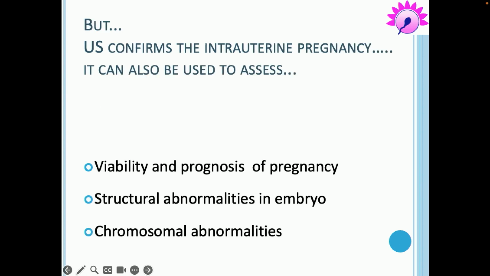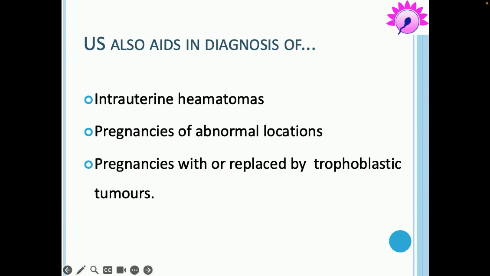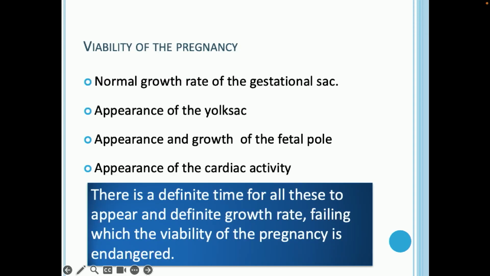But apart from the viability and the structural abnormalities, it is ultrasound which also helps you to find out if there are any intrauterine hematomas, if there are any abnormal locations of the pregnancy inside or outside the uterus, and also if there are any trophoblastic tumors. Starting with the viability of the pregnancy: normal growth rate of the gestational sac, appearance of the yolk sac, appearance and growth of the fetal pole, appearance of the cardiac activity.